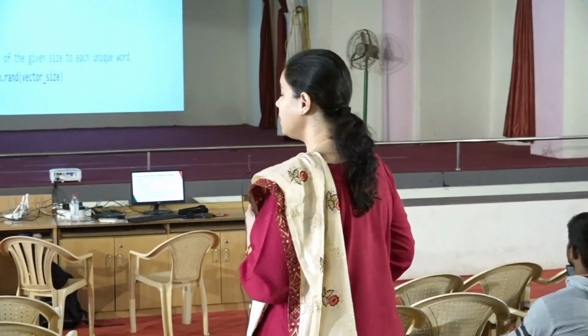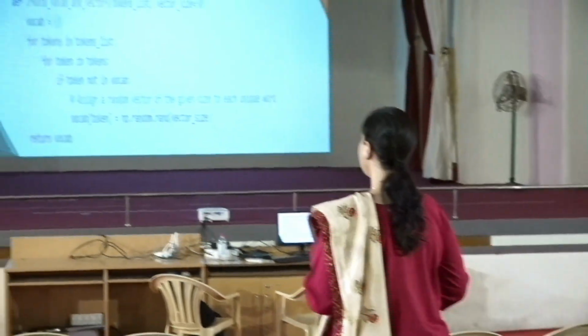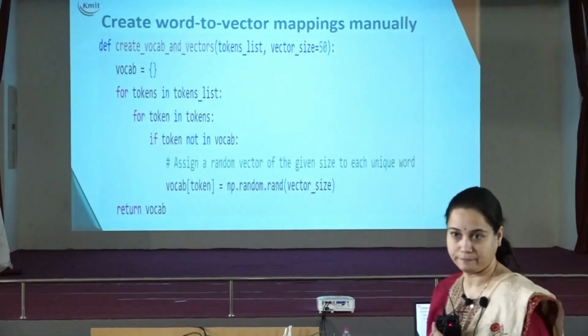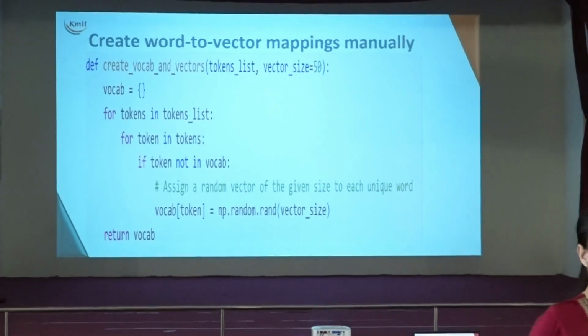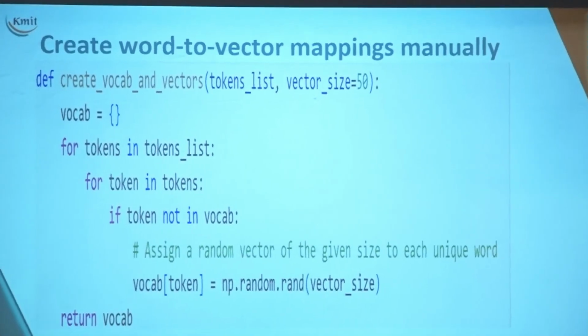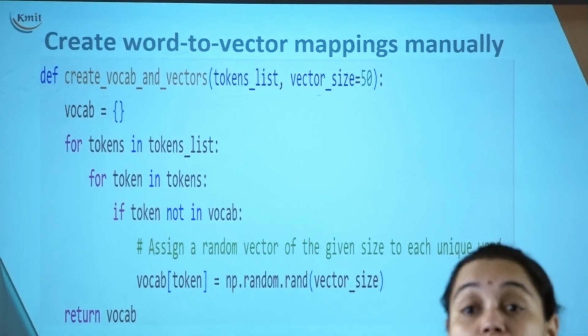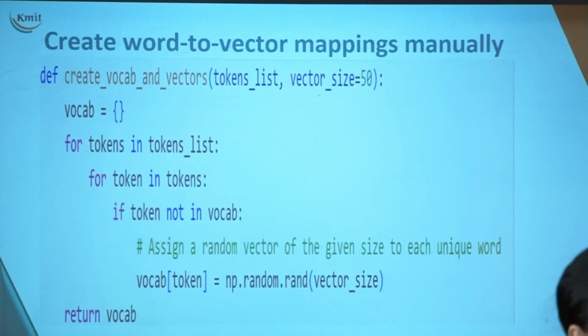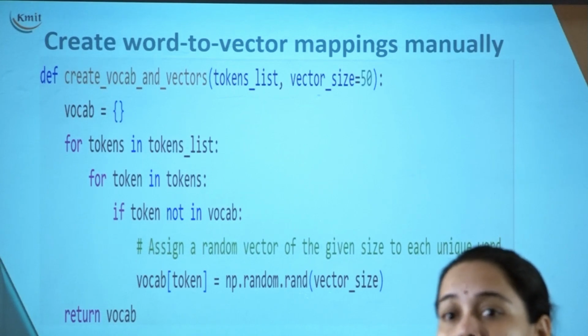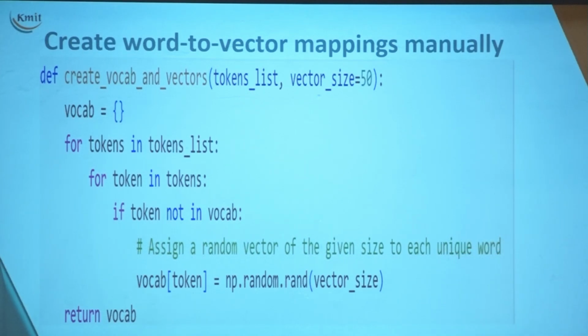So what are we doing here? We are creating word to vector mappings, but manually. I told you there are two ways of doing this word to vector mapping. One is you do it manually, or you use what? Pre-trained vectors. Could you name a few pre-trained vectors for me? Word2vec and GloVe. FastText, etc. They are all readily available, but here we are doing it manually.